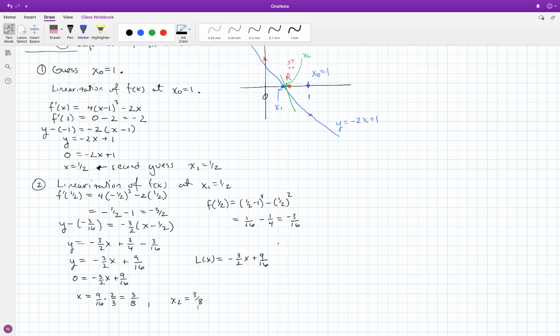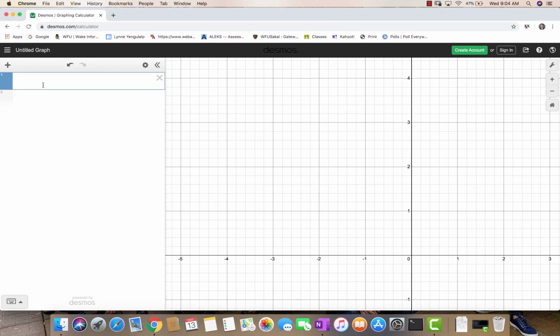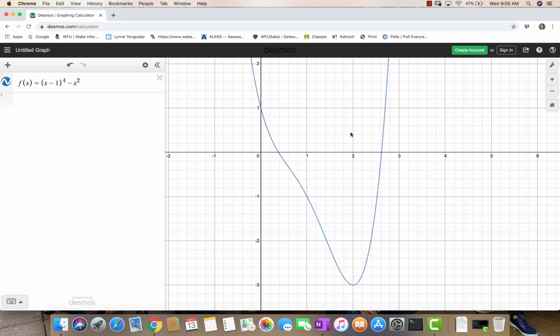Let's move over to Desmos and see what's actually happening here. So I'm going to put in my function f. Okay, there it is, and as you can see, I am getting a root in between 0 and 1 and a root in between 2 and 4, or 1 and 4, right here. And let me put in that first tangent line that we found, that first linearization. So the first linearization that I got was negative 2x plus 1.